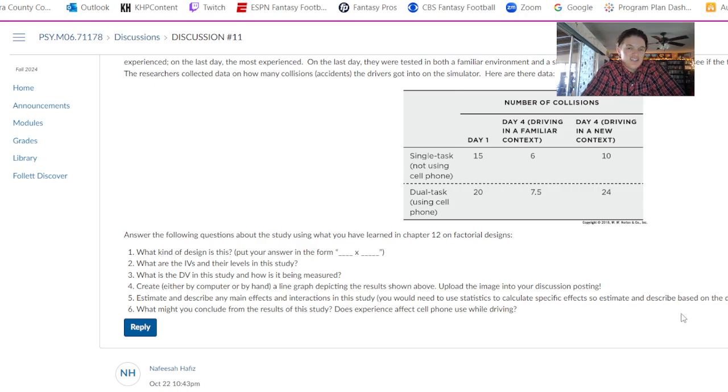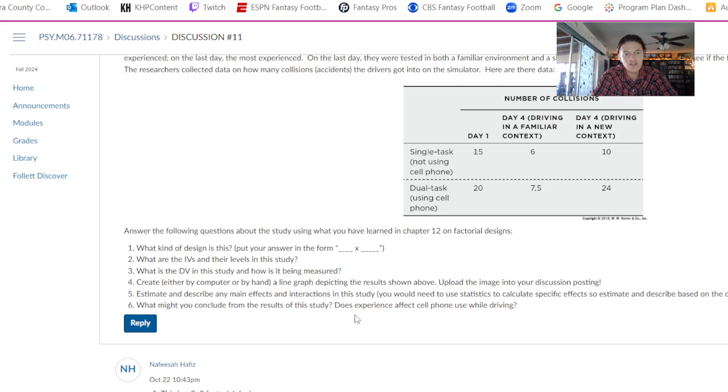You would need to use statistics if you were calculating something specific, so you're just kind of estimating and describing what you can conclude from the data above, and also your line graph. The line graphs are really, really helpful for seeing if there's an effect or not, and so that will be helpful for you for number 5.